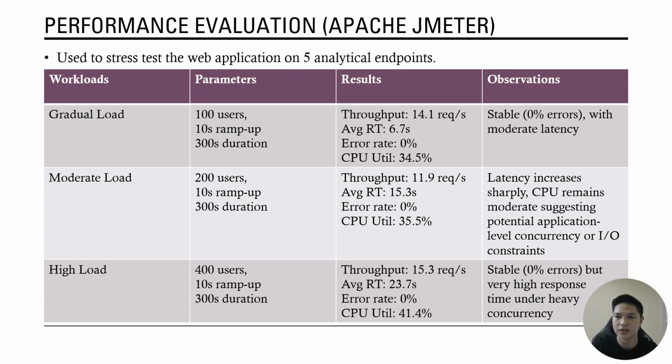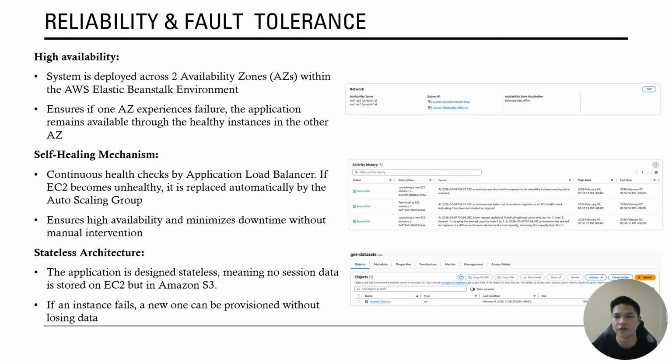So the key takeaway is the system remains reliable under high concurrency, but latency grows significantly, indicating the main bottleneck is response time growth rather than compute saturation. Now on reliability and fault tolerance, we designed the deployment to minimize downtime and recover automatically.